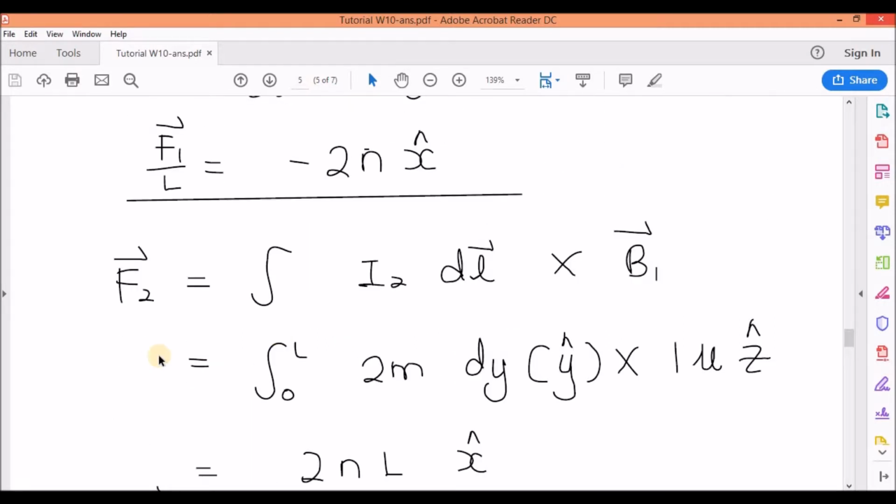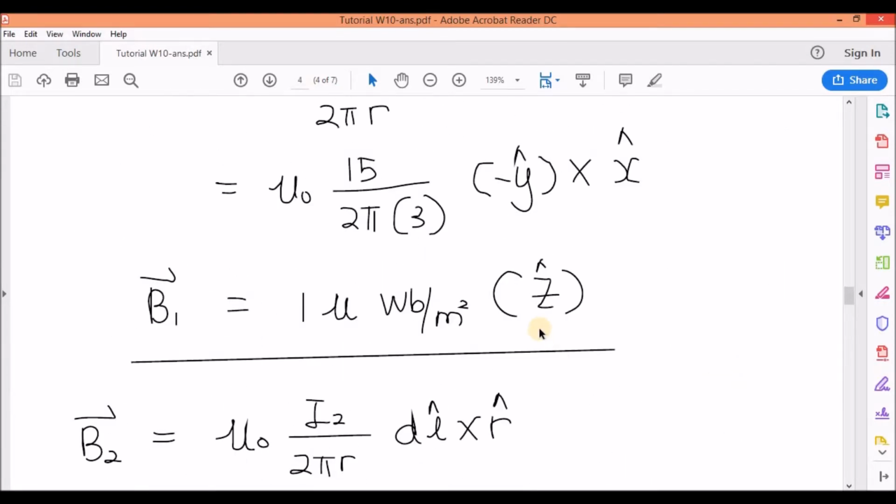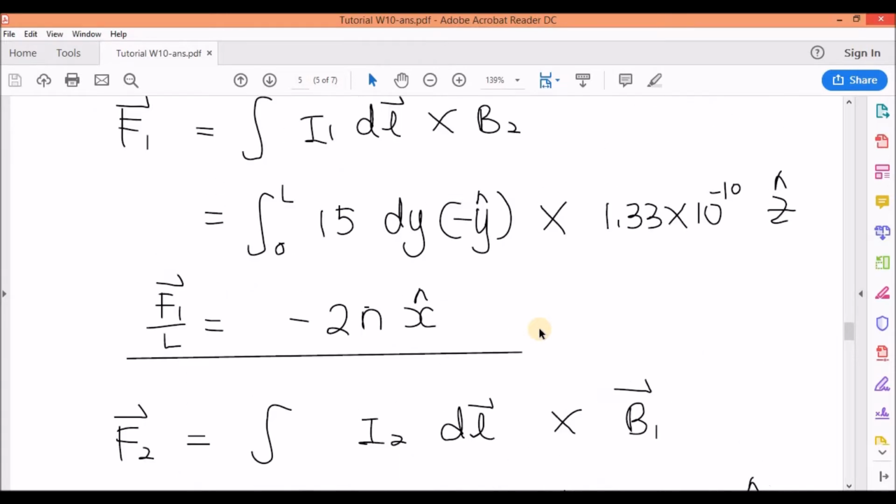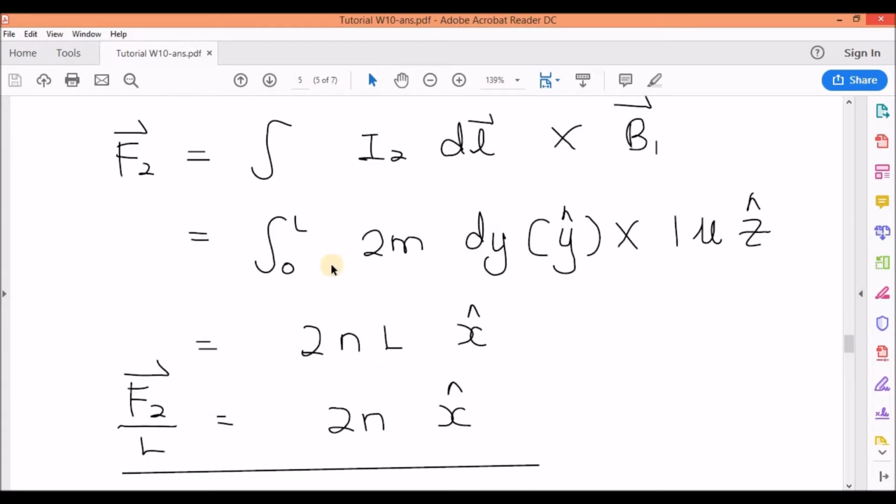Okay, let's look at the force at I2. So this is your I2 here, and now your current is flowing in the positive y direction, and this one is the reading you get from the previous calculation here. So you will get this one when you expand the integrations.